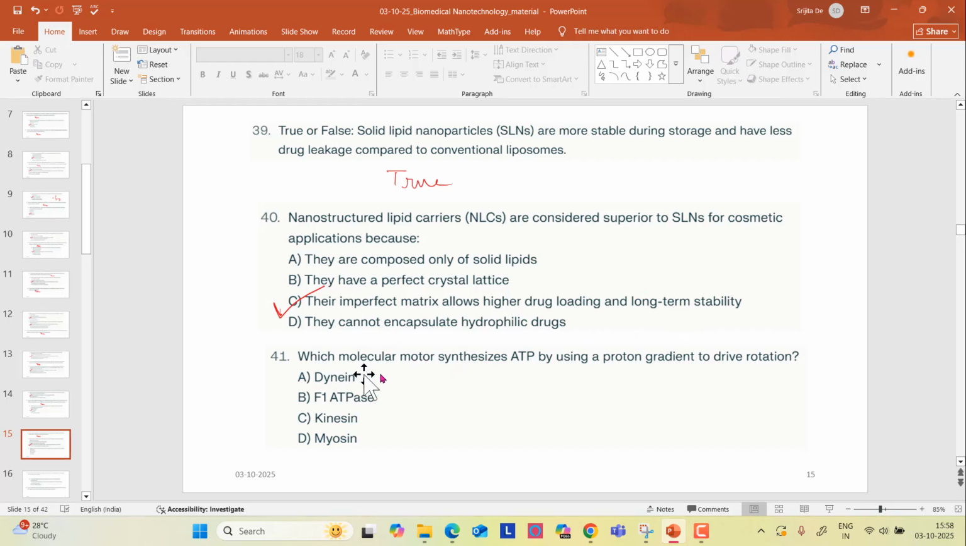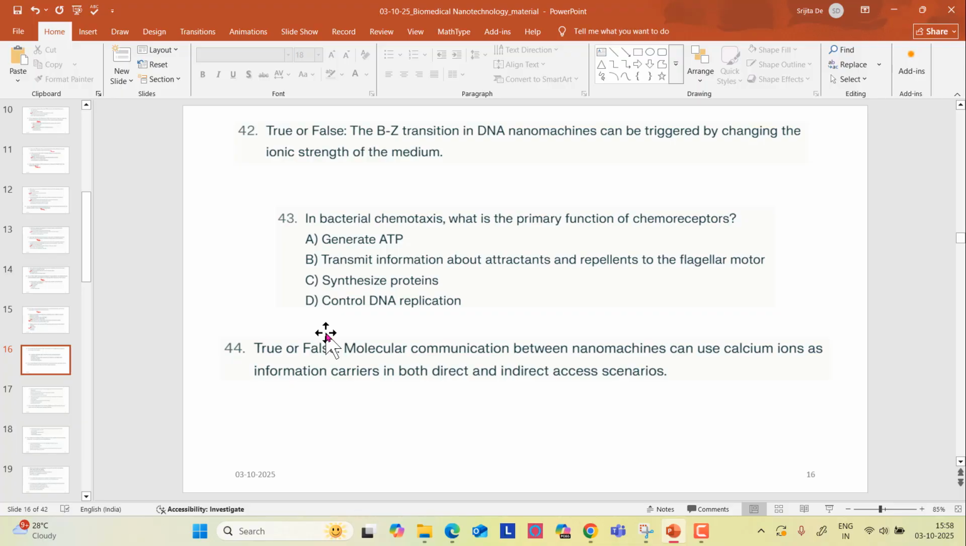Next, which molecular motor synthesizes ATP by using a proton gradient to drive rotation? F1 ATPase. Yes, the answer is F1 ATPase. Next, the B-Z transition in DNA nanomachines can be triggered by changing the ionic strength of the medium. True. Yes, it is true.